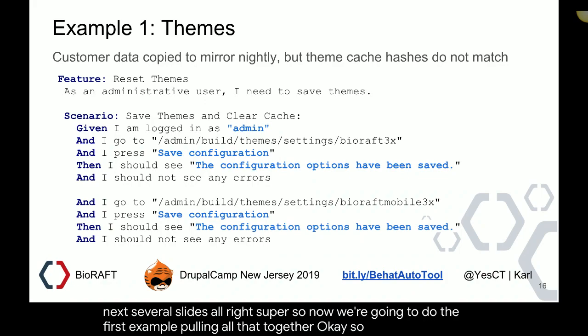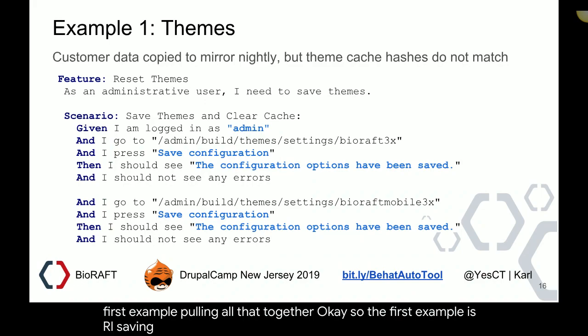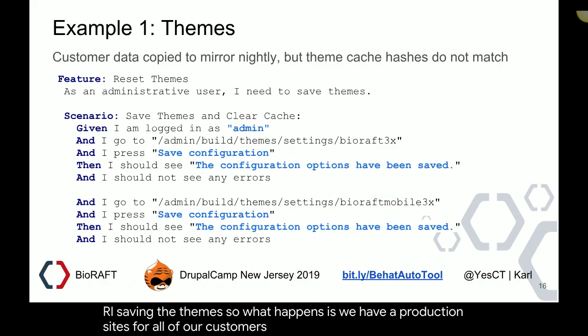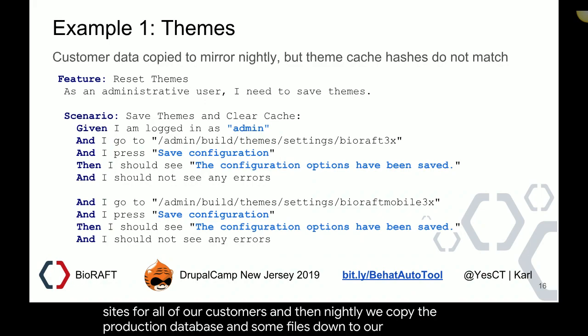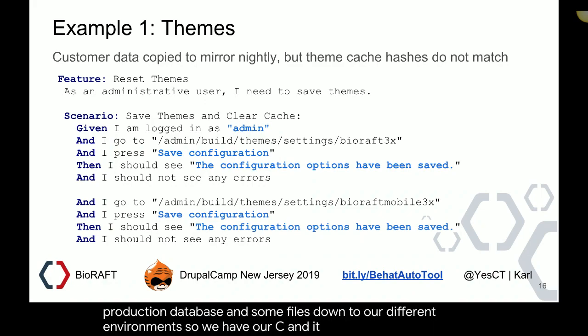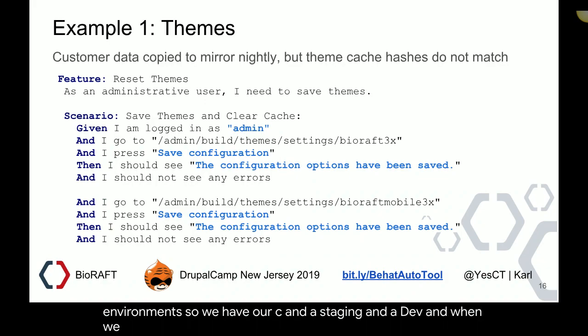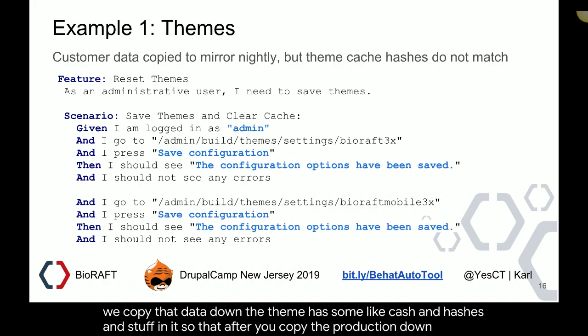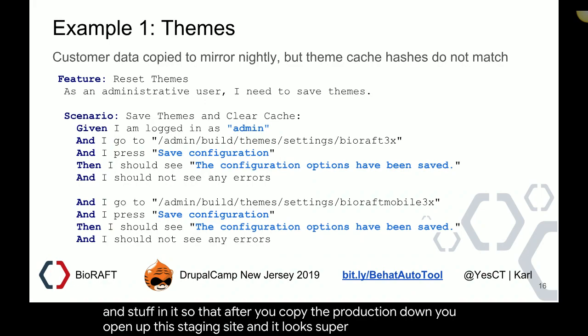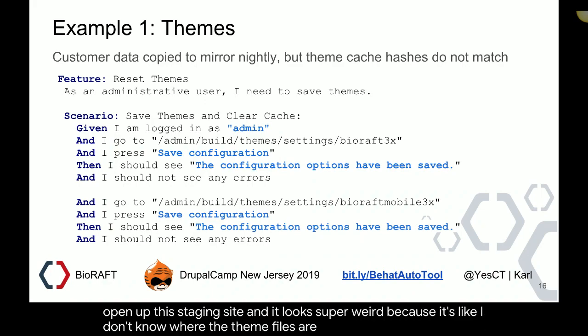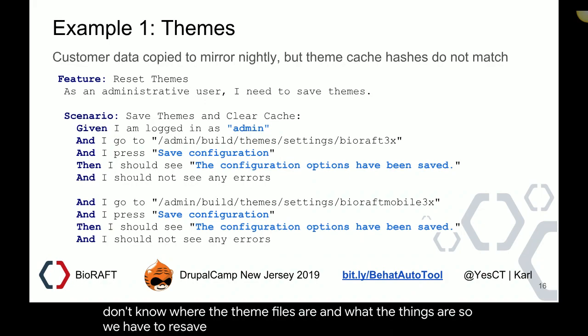Okay, so the first example is re-saving the themes. We have production sites for all of our customers, and then nightly we copy the production database and some files down to our different environments. So we have an RC and a staging and a dev. And when we copy that data down, the theme has some cache and hashes and stuff in it, so that after you copy the production down, you open up the staging site and it looks super weird because it doesn't know where the theme files are. So we have to resave the theme.